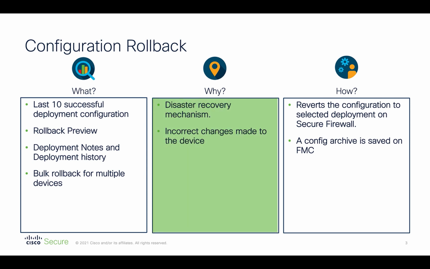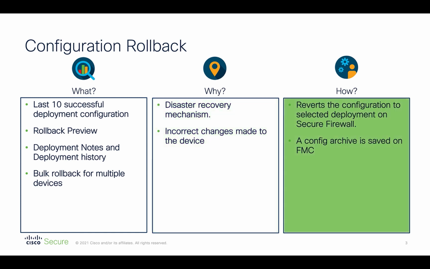Rollback feature is intended as a disaster recovery mechanism where the user is not able to identify and reconfigure the changes to redeploy. It's useful in scenarios where incorrect changes were deployed to the device and need to be changed back to an earlier deployment. This can be done by navigating to the deployment history and selecting the rollback option. This feature is achievable due to the archive mechanism on FMC, which saves config up to the last 10th configuration. Now, let's see this in action through a demo.